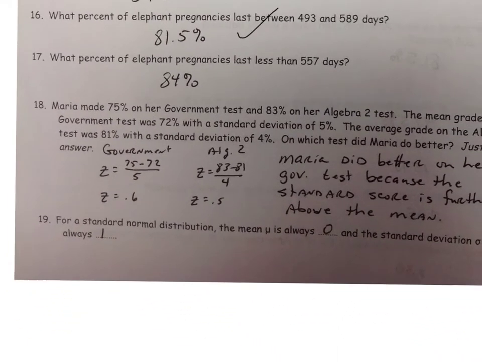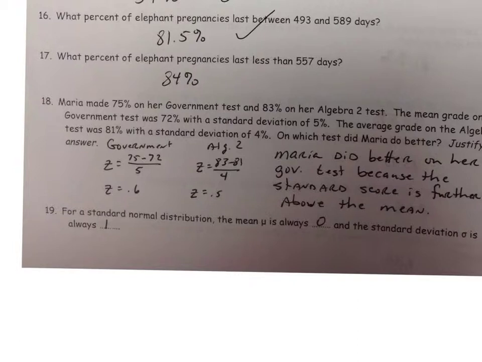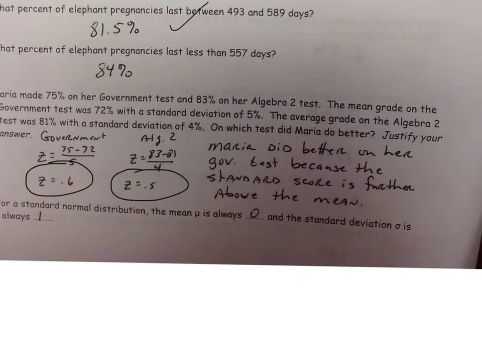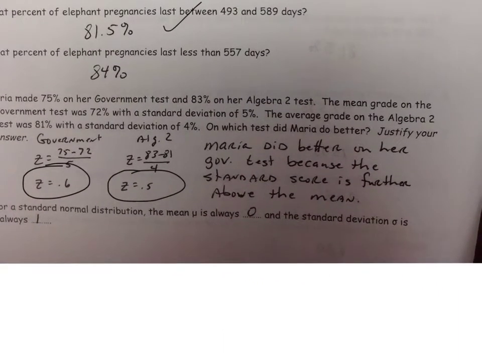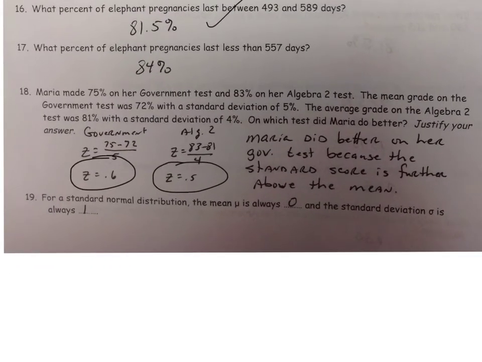And then finally, number 18 and 19, you had to convert these to a z-score. Government had a z-score of 0.6. Algebra 2 had a z-score of 0.5. Therefore, you could state that Maria did better on her government test because the standard score is further above the average. And then finally, number 19, mu is always 0 and standard deviation is always 1.